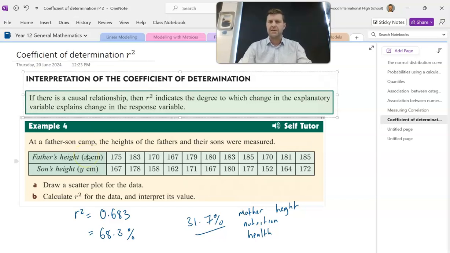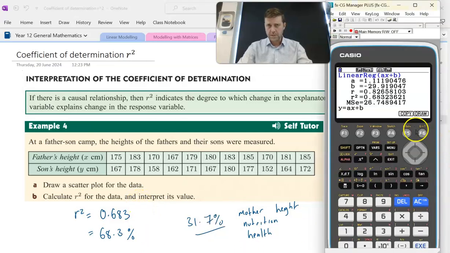The same thing will happen even if there is a negative correlation between those two values. If R is a negative value, the R squared value will still be a positive value, and that percentage is obviously what we're looking at in terms of interpreting that data.